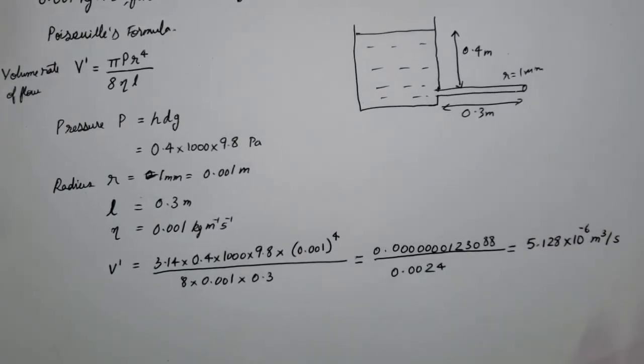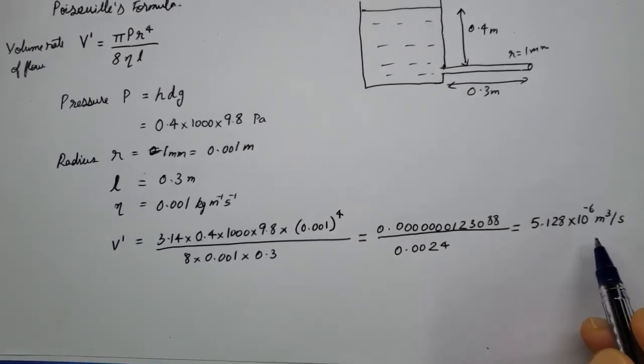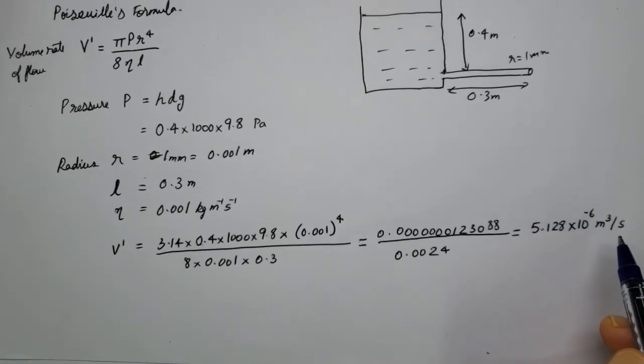This is what is called the flow rate. The flow rate is in meter cube per second, so 5.128 into 10 power minus 6 meter cube per second.